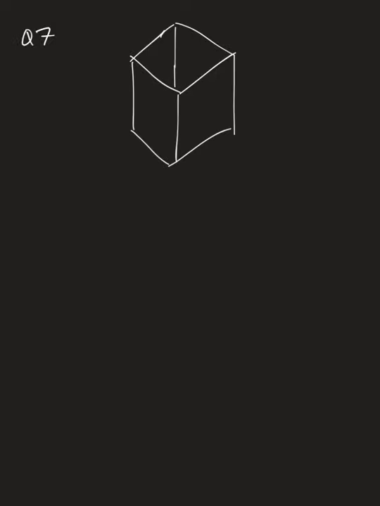So this box has two measurements. I'll call the length of the base x, and it's a square base, so that's also x. And I'll call the height h again, just like the cylinder. So we're told, first of all, that the volume must be 108 centimeters cubed. And we're trying to minimize the total area.